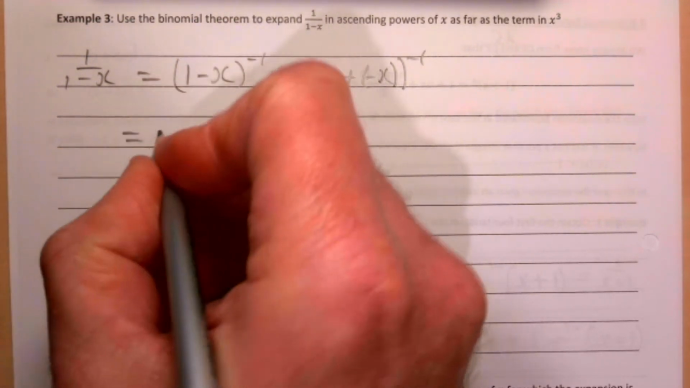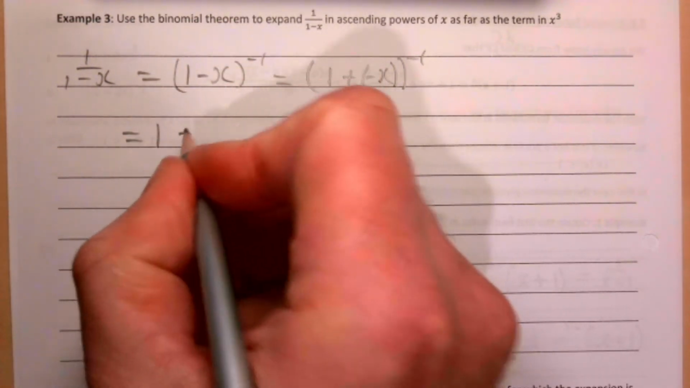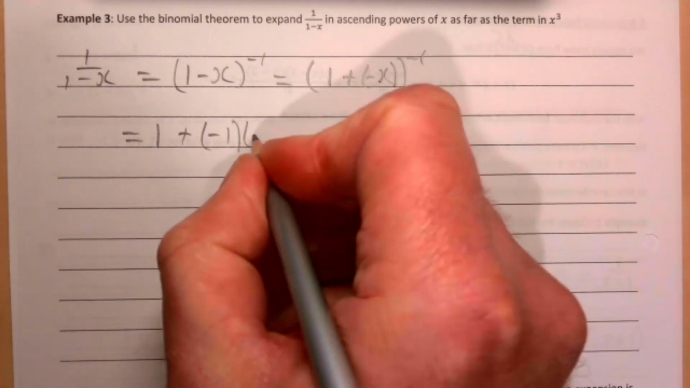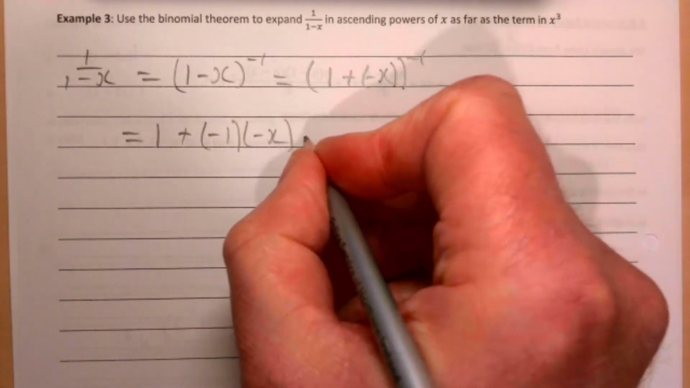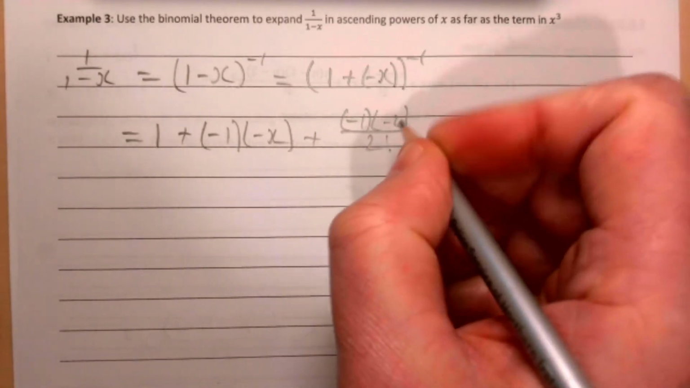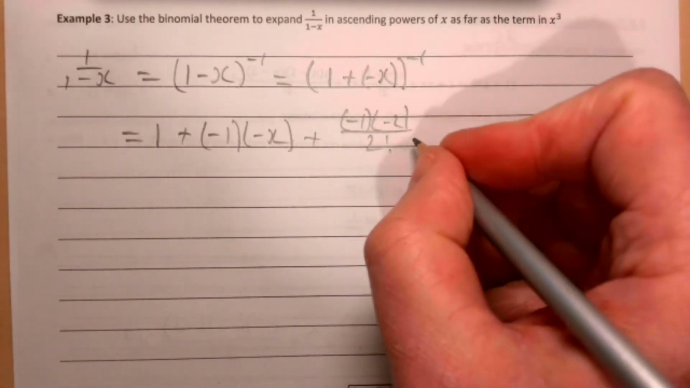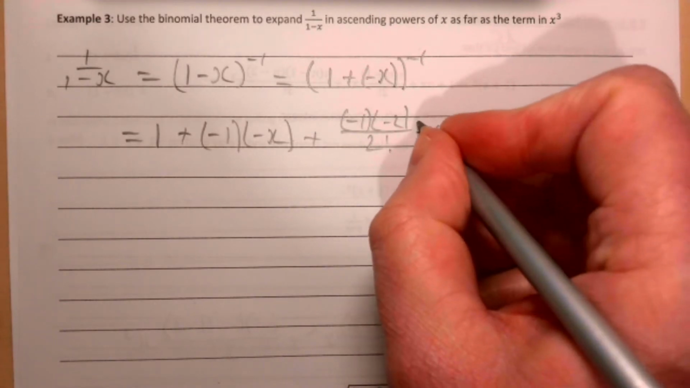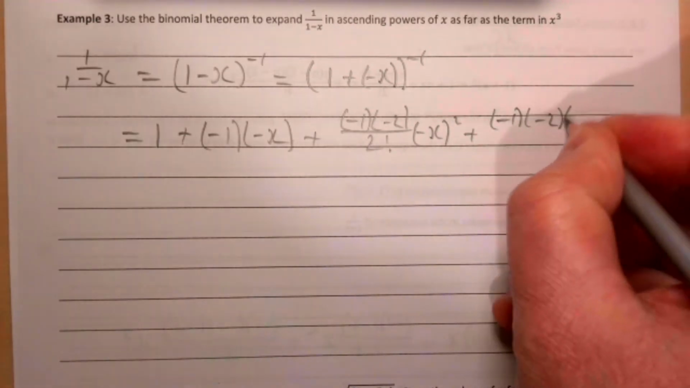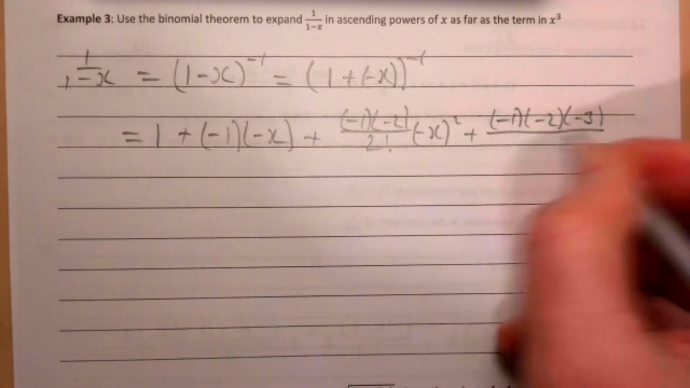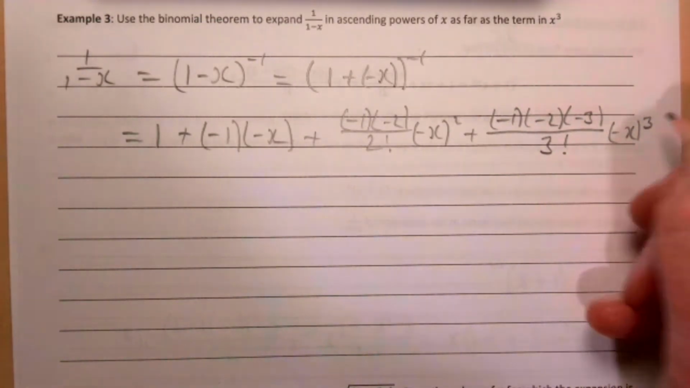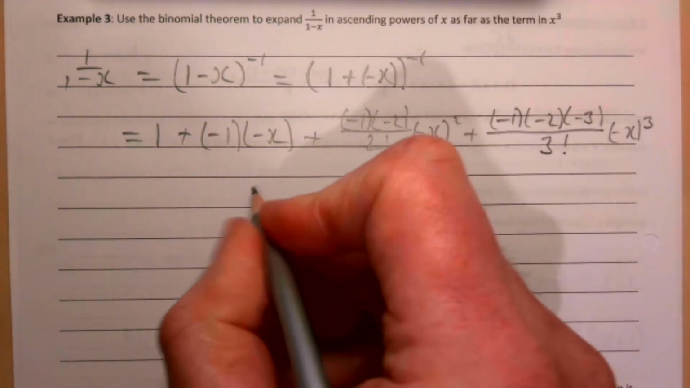It's going to give us 1 plus minus 1 upon minus x plus minus 1 minus 2 all over 2 factorial minus x squared plus minus 1 minus 2 minus 3 all over 3 factorial minus x cubed. Tidy that up then.